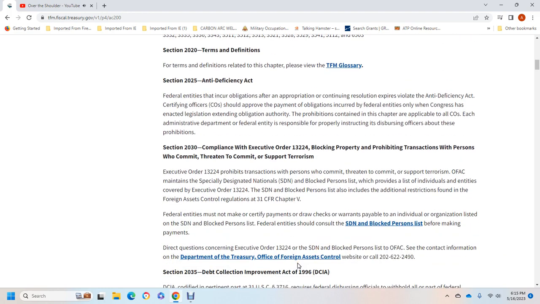Section 2030, complying with Executive Order 13224, blocking and prohibiting transactions with persons who commit, threaten to commit, or support terrorism.